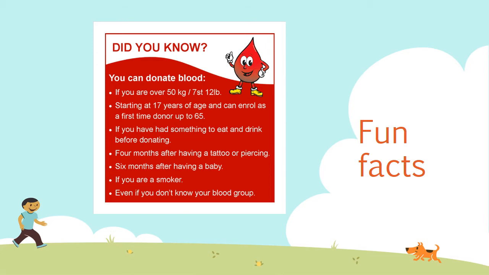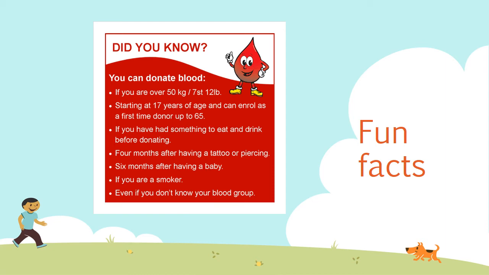And starting at 17 years of age or 18 years of age, you can enroll as a first-time donor up to 65 years. So you can give blood if you're 18 years up to 65 years, or 17, I don't know. If you have had something to eat or drink before donating, make sure. Okay, 4 months after a tattoo or a piercing, you can also donate blood.